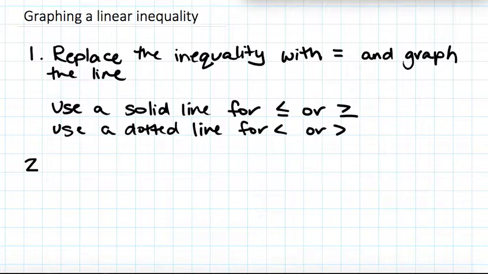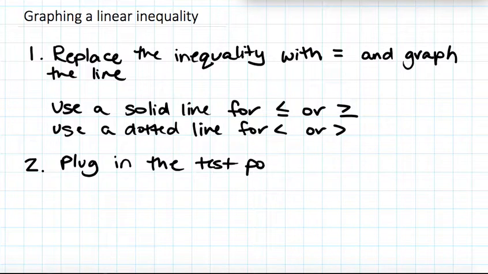Once you have the line, you need to determine one side of the line that should be shaded. And the way that you do that is by plugging in a test point. You can actually use any test point that you want, but the easiest test point to use is 0, 0, because it makes the math a little bit easier, and it's also very easy to locate on the graph. It's the point where the x-axis and the y-axis meet.